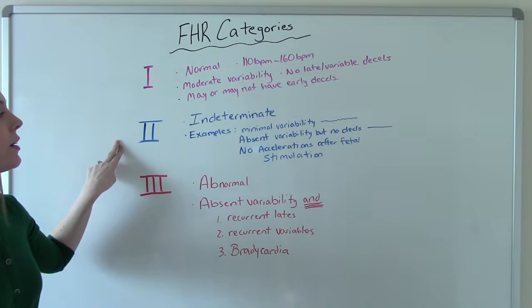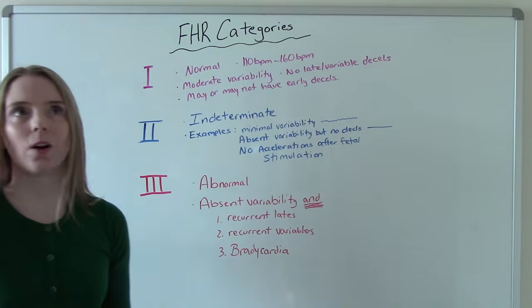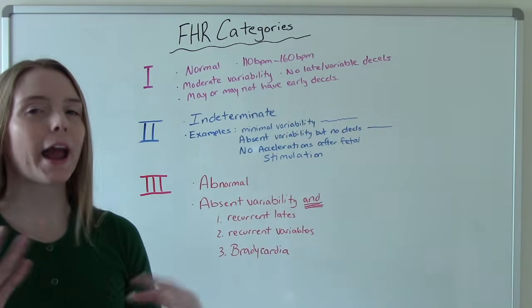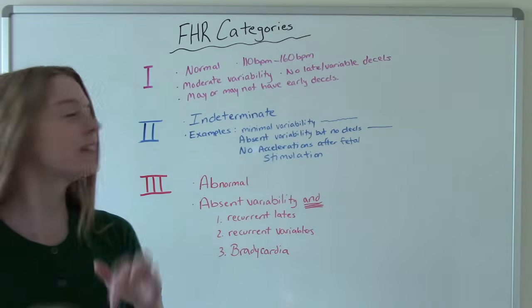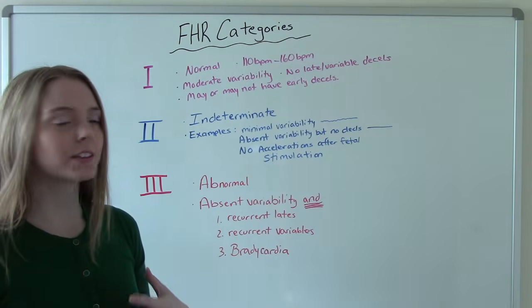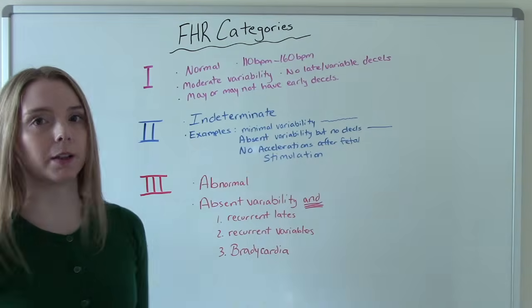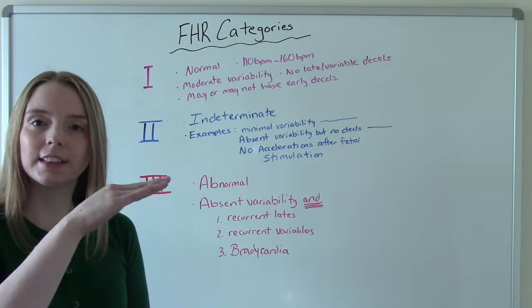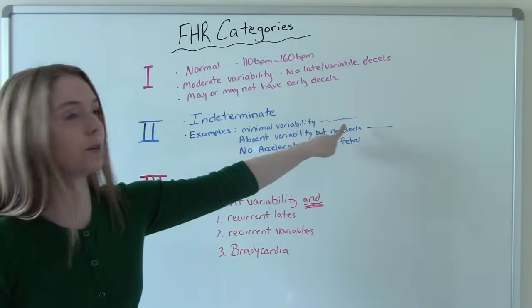Our second category is indeterminate. So it's not necessarily normal nor abnormal, so it's kind of in between. Some examples of what this could be would be minimal variability. So we do have some squiggles, they're just like little squiggles like this, okay?